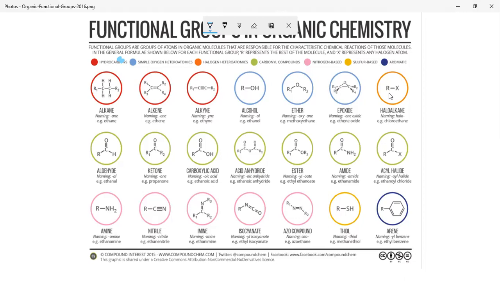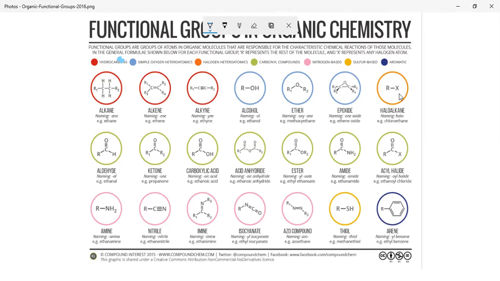CnH2n-1. So your alkyne has lost one hydrogen, right? One hydrogen is gone. CH4 is methane, CH3 is methyl, then C2H6 is ethane, C2H5 is ethyl. So you have your R, which is your alkyl groups. And if an alkyl group has a halogen, it is a HaloAlkane.